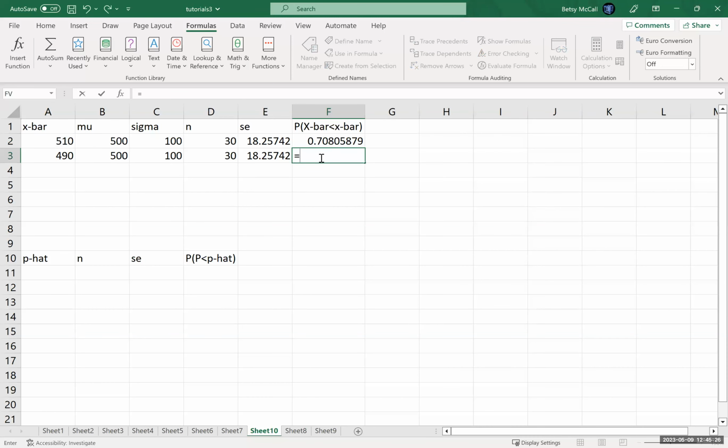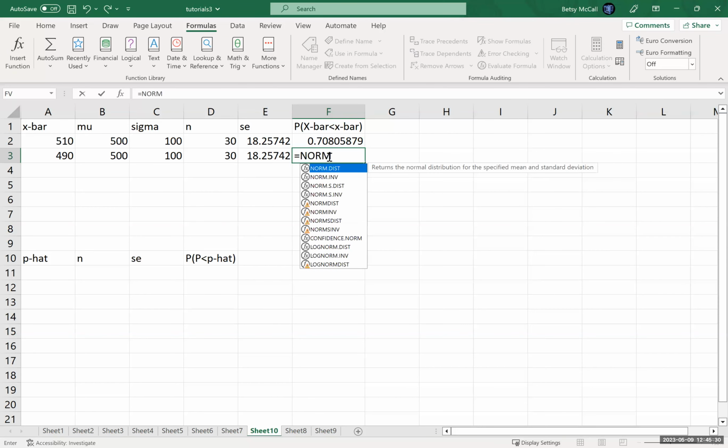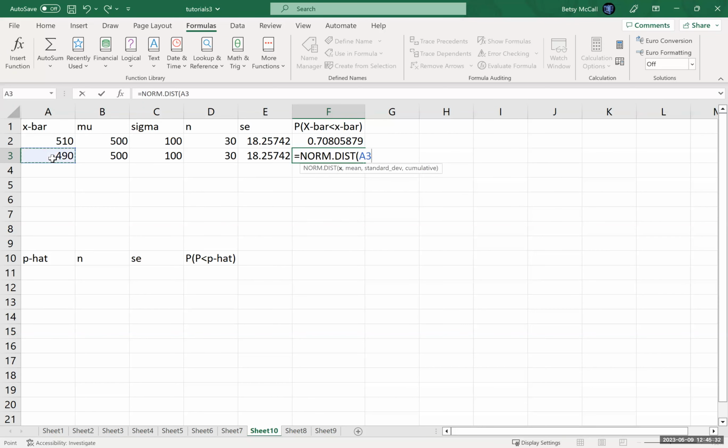And then same thing with our 490, NORM.DIST, 490, mean, standard error, true. Or again, you can just copy the formula. And then the difference is the in-between value. So that's going to be this one minus this one.